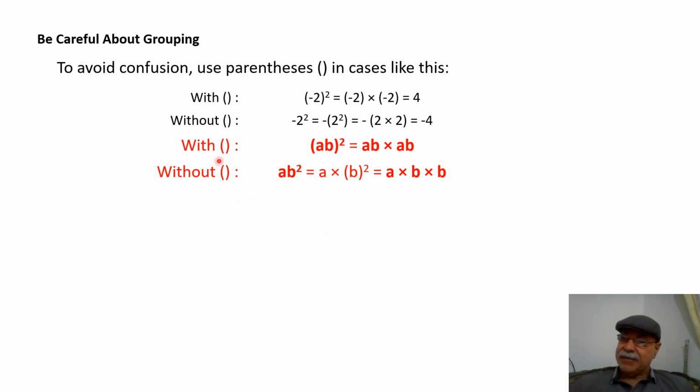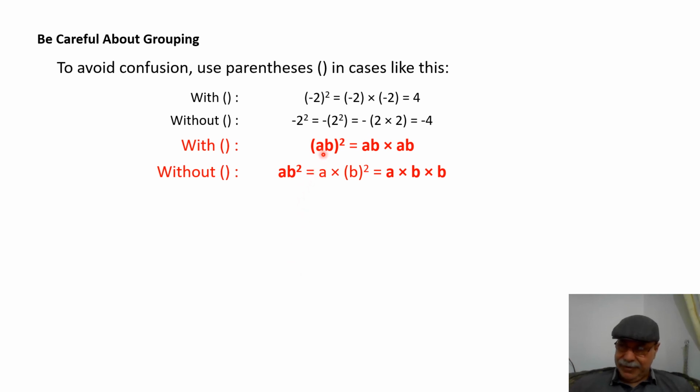Now another thing: AB squared, with the bracket, this group in bracket, means AB times AB again, AB times AB. But if you write it without the bracket, you must say A times B squared, equal to A times B times B. You see? It's different, because here it becomes A times the square of B, and this is wrong and this is right. The answer.